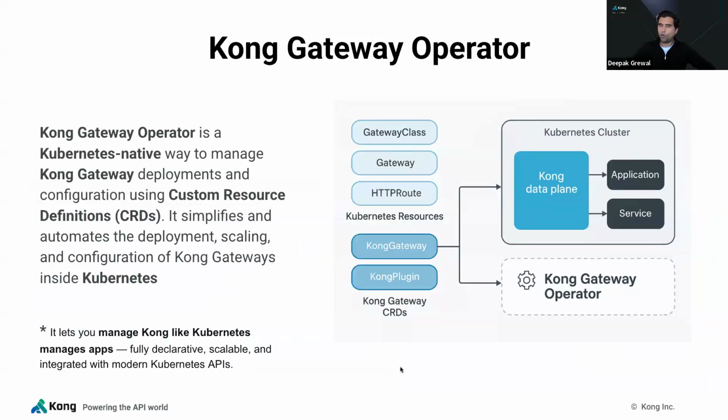And then let's talk about the Kong Gateway Operator. So Kong Gateway Operator is a way to manage your Kong gateways using custom CRDs, and it automates the deployment, scaling, and the configuration of those Kong gateways inside Kubernetes. And again, I'll show you examples of how Kong Operator does this. So I think it's probably a good time to now switch over to some demos.